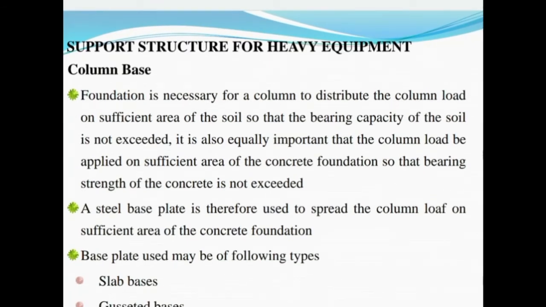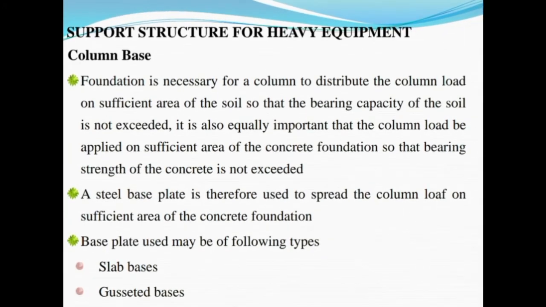Now we are going to see about the support structure for heavy equipment. In the support structure, we are going to see the following equipment that are used. The initial one is the column base. The column base is one of the support structures used for heavy equipment. It is necessary for a column to distribute the column load on a sufficient area of the soil so that the bearing capacity of the soil is not exceeded. It is also equally important that the column load be applied on a sufficient area of concrete so that the bearing strength of the concrete is not exceeded. So this is one of the supporting structures for heavy equipment.